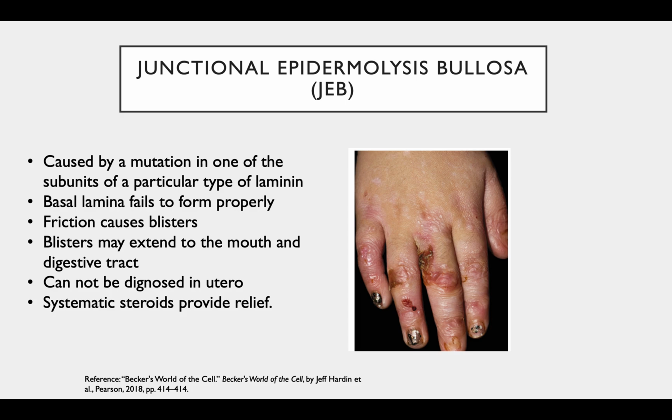Weak adhesion can cause severe conditions such as junctional epidermolysis bullosa, aka JEB. It is caused by a mutation in one of the subunits of a particular type of laminin. The basal lamina associated with the attachment between the outer layers of epithelial cells and underlying tissue failed to form properly. Patients experience severe blisters over a large portion of their bodies from any type of friction against their skin.